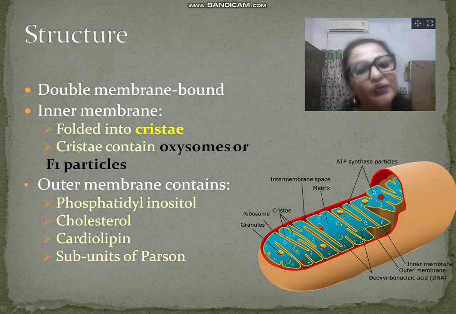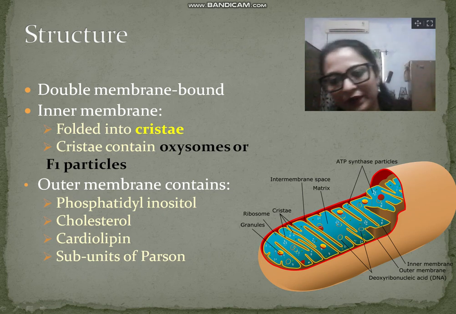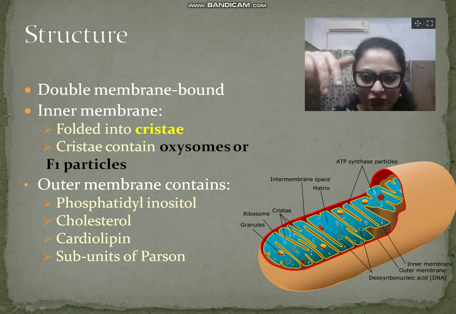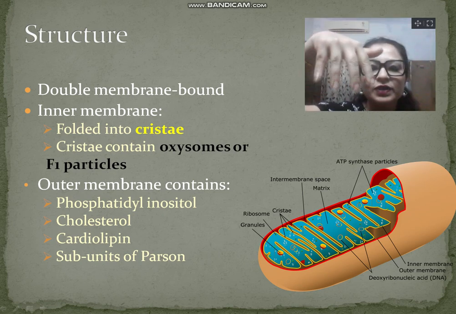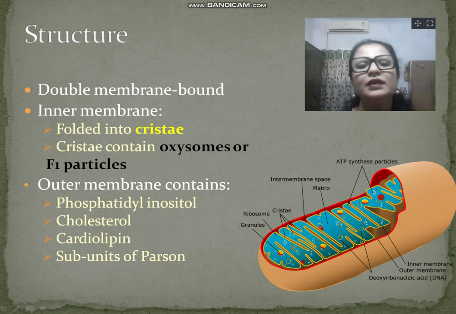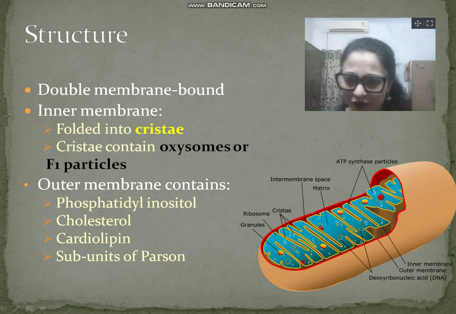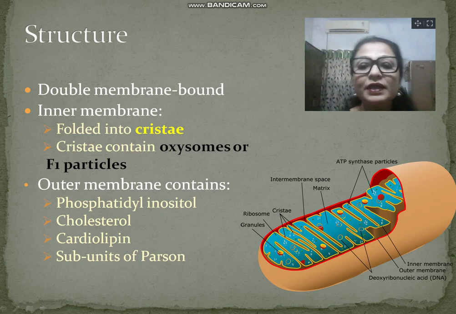Now, naturally, if there are two membranes, there will be an outer membrane and an inner membrane. The inner membrane here is extremely important. It is folded into finger-like projections like this. These are called cristae. And these cristae have tiny little structures on them, lots of them. Those are called oxysomes or F1 particles. These play a very important role in its function. We'll get to see how later.